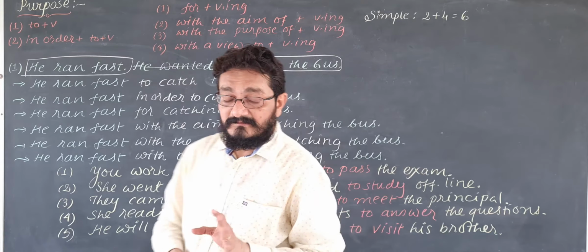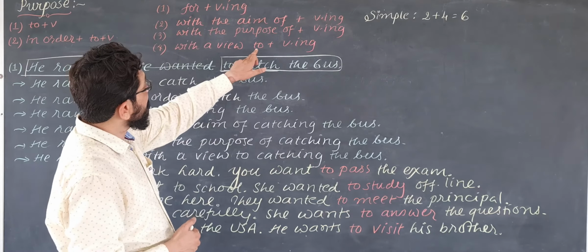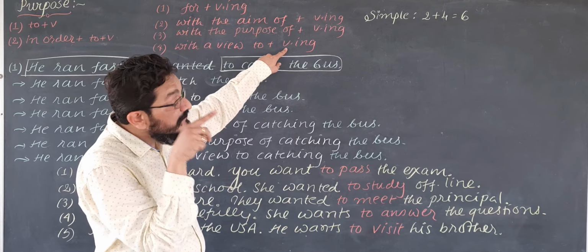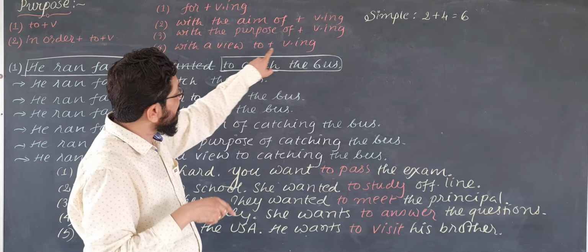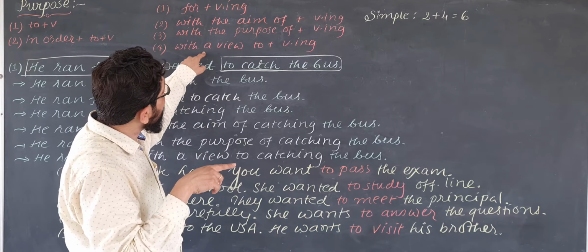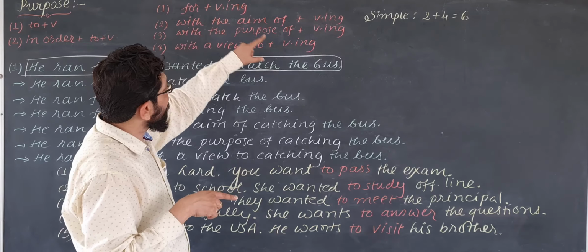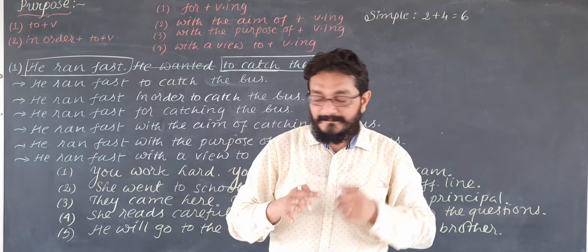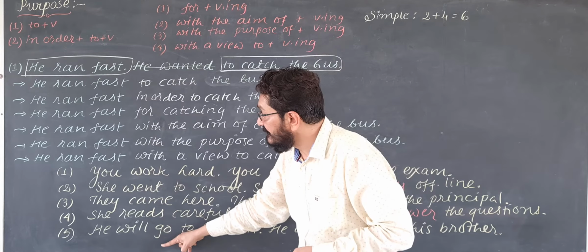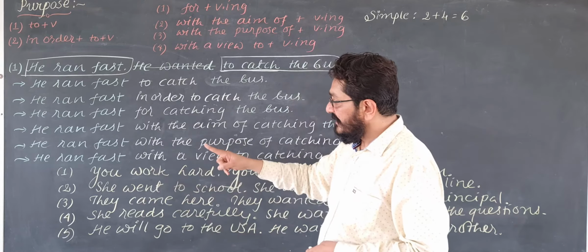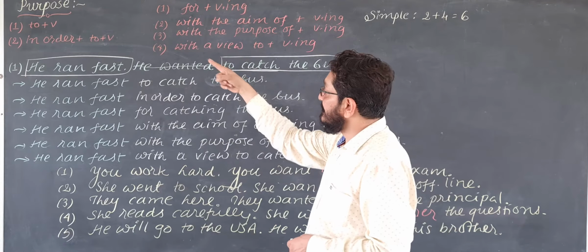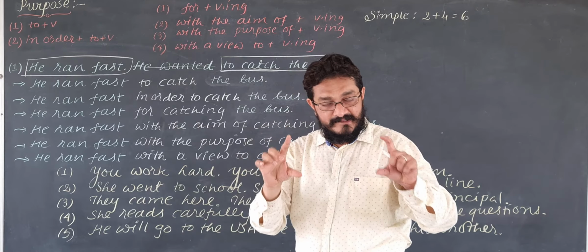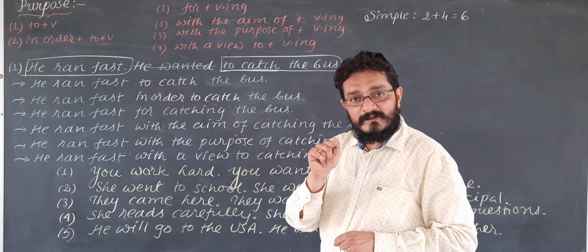See, be very careful about these two, with a view to. With a view to, this does not take a verb with it. It takes VING because this is a prepositional phrase. All the prepositions take VING, whether it is a preposition or a prepositional phrase. Now see, there are 5 sentences. Each sentence has 6 answers. So 30 answers you have to write. You have to click a very good photo, send it to me on my WhatsApp number.